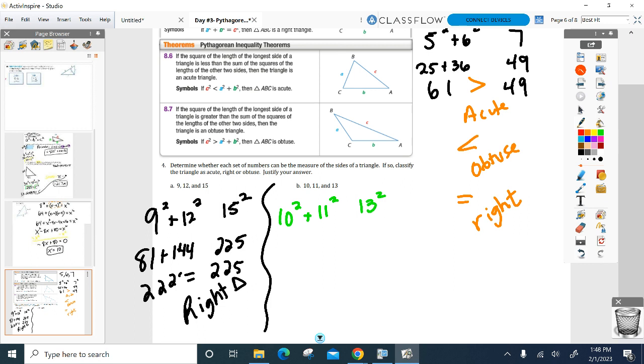10 times 10, got to do your doubles here, just like back in the day. Plus 11 and 11, 121, and 13 times 13, 169. What do we got here? Not equal? 221 compared to 169. All right, what happens if my A squared plus B squared is bigger? This is an acute triangle. Yep.